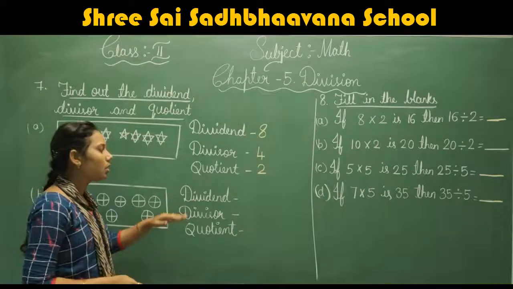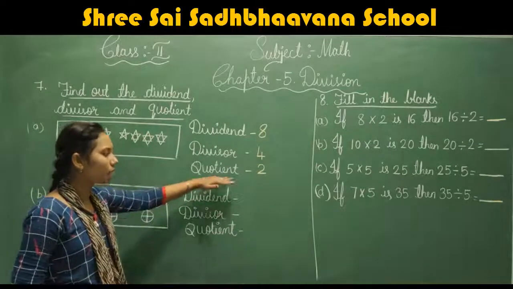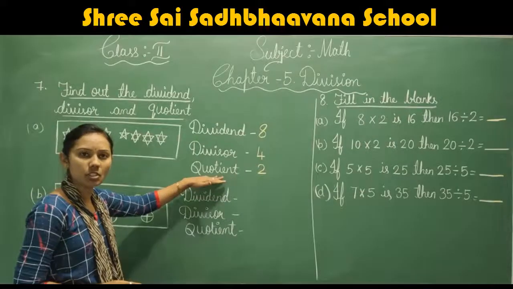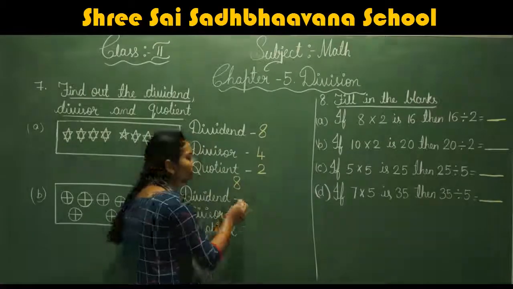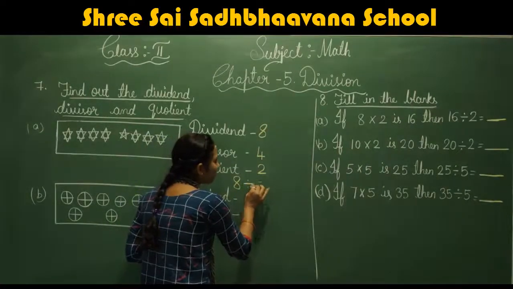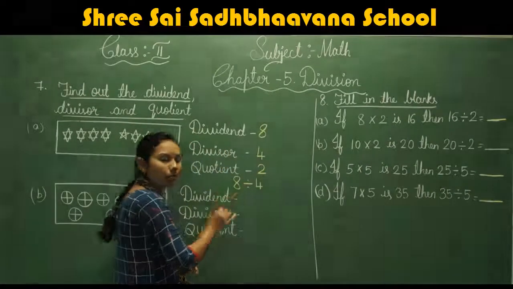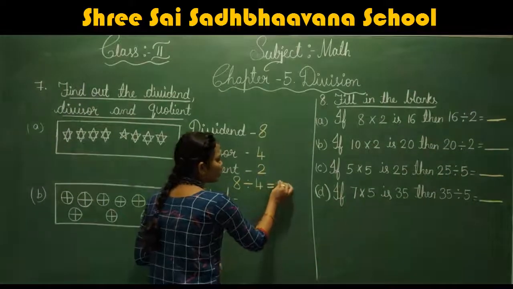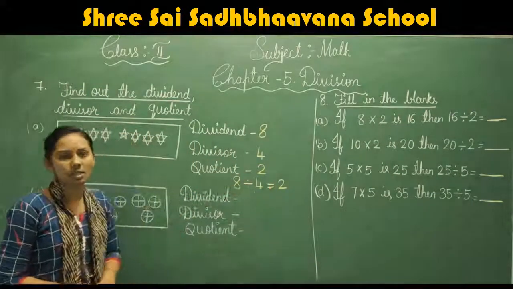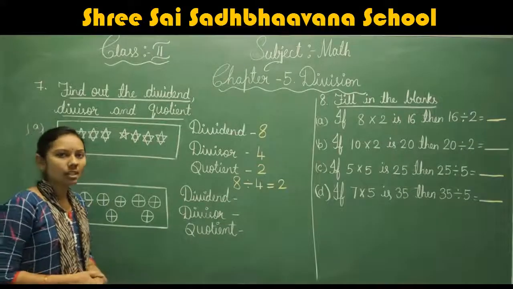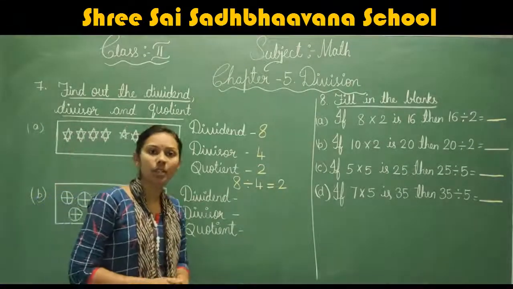Okay, understood children? Now you have to write this as the division statement. When you divide 8 by the divisor 4, you will get the quotient 2. This is your division statement. Understood? Yes, I hope you understood this.